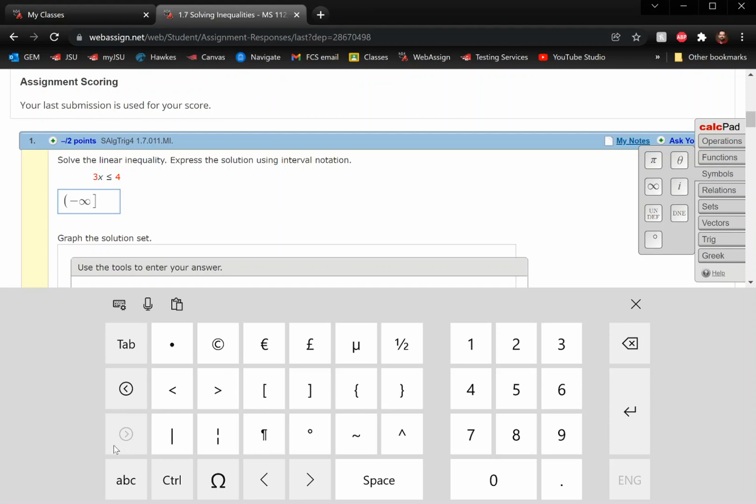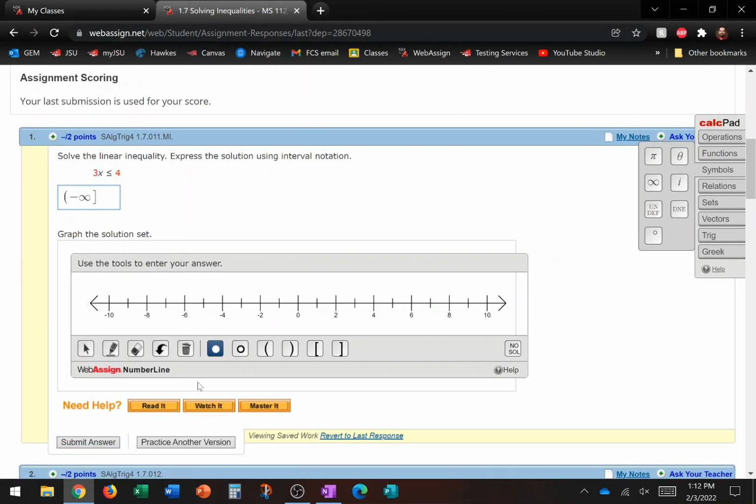I don't know, it's weird on the touchscreen keyboard. And I put the comment in and put the 4/3. Okay.